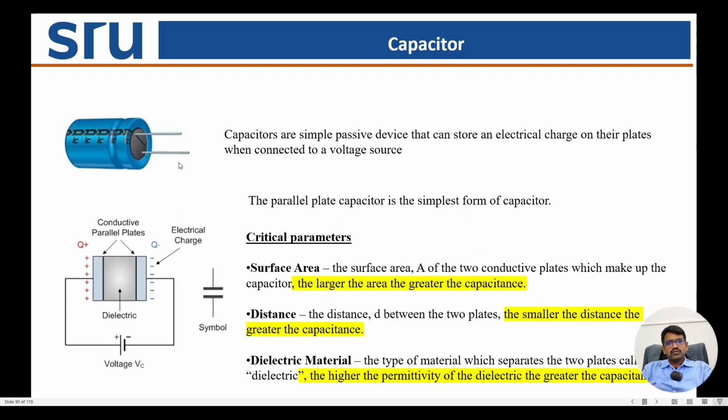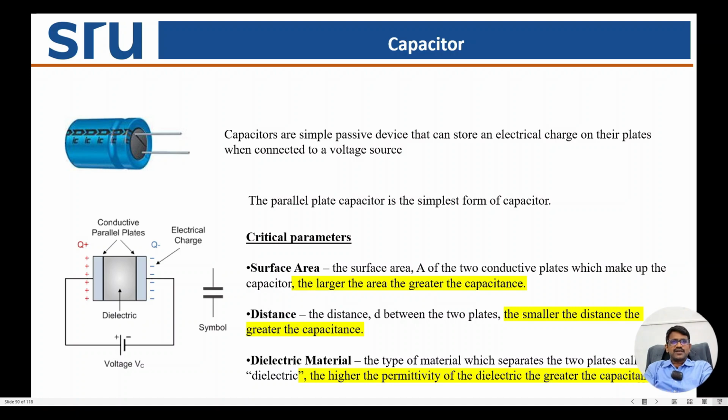Right. So now we will discuss the basic electrical components which can store energy. That is capacitors. Capacitors are a very basic and fundamental energy storage device.